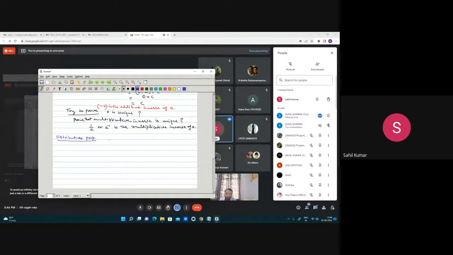Sir, it is of two types. One is left hand distribution. Tell us what is that one? Given any A, B, C belongs to R, such that A dot (B plus C) is equal to A dot B plus A dot C.